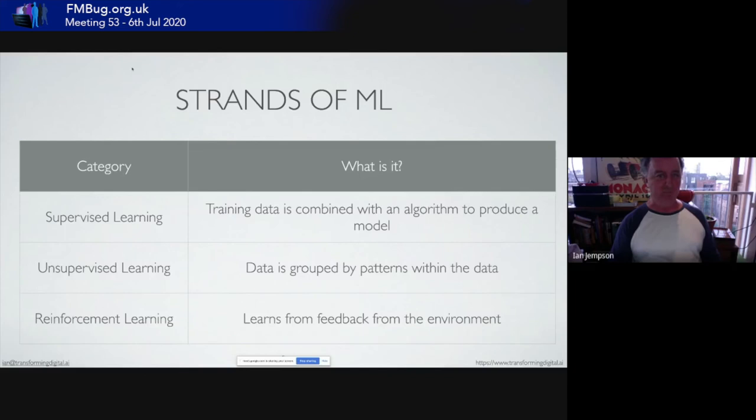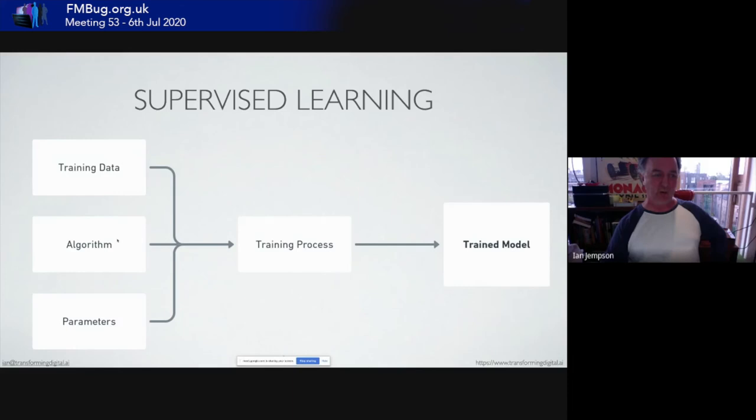Supervised learning looks roughly like this. We've got training data combined with an algorithm and a variety of parameters going through a training process, and that results in a trained model. This simplifies it a fair bit, but it gives you the basic idea that the model is an artifact produced from a combination of training data and the algorithm.